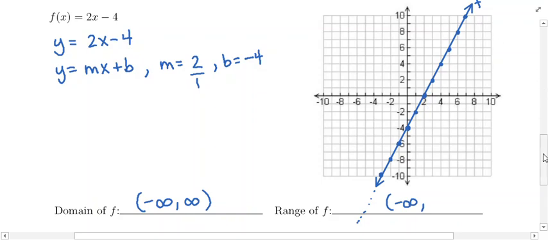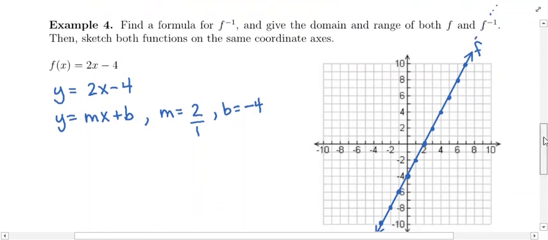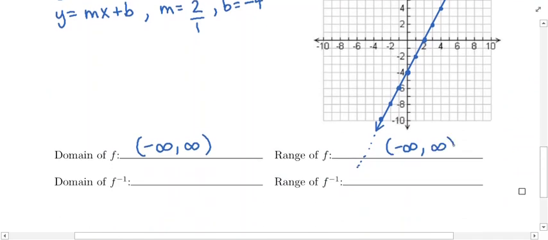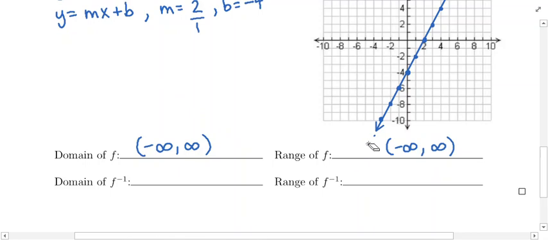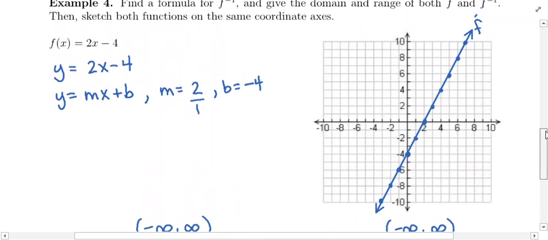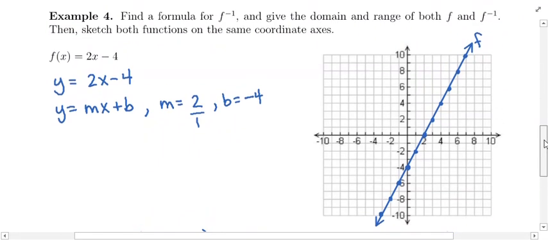And then in the other direction, the line keeps going up, up, up forever. So the highest y value is going to be positive infinity. So the domain and range of this particular line is all real numbers. So we've done everything for the original function. I just wanted to get that out of the way before we started dealing with the inverse function.